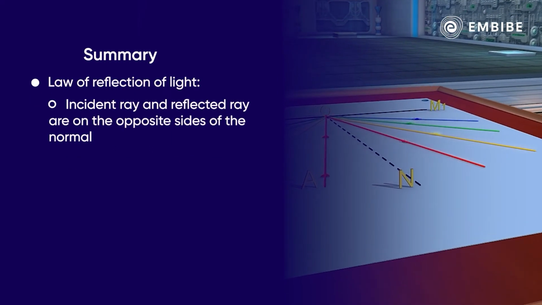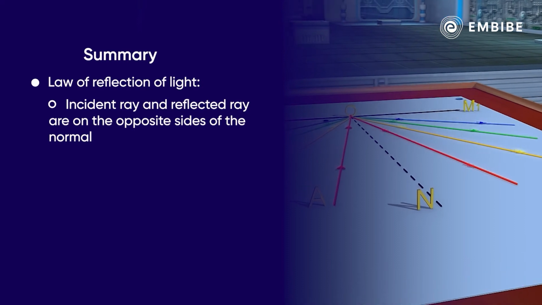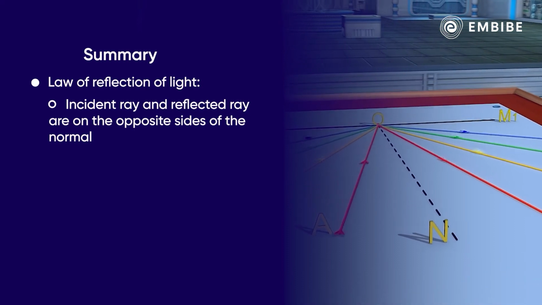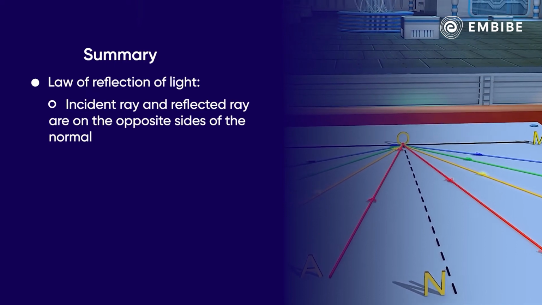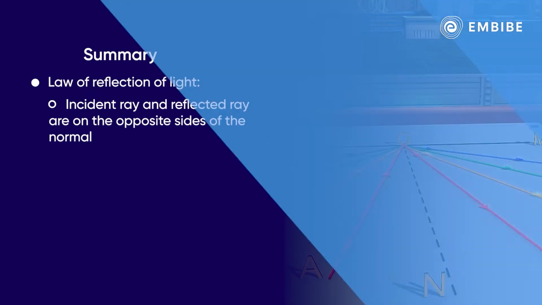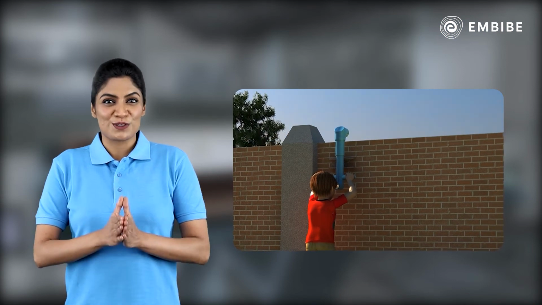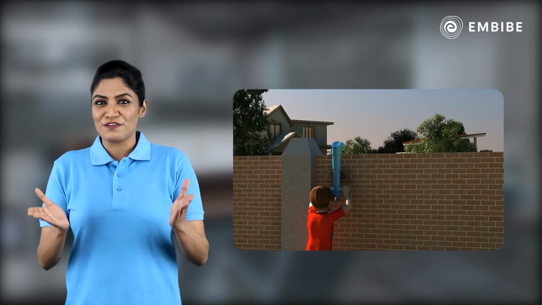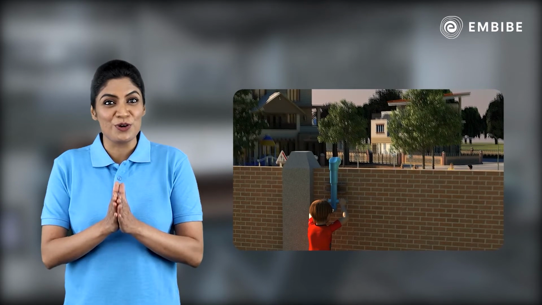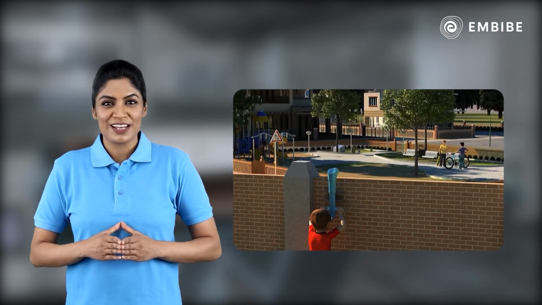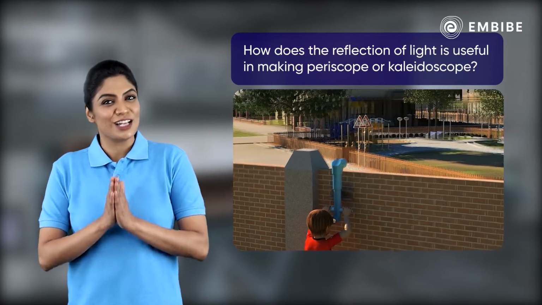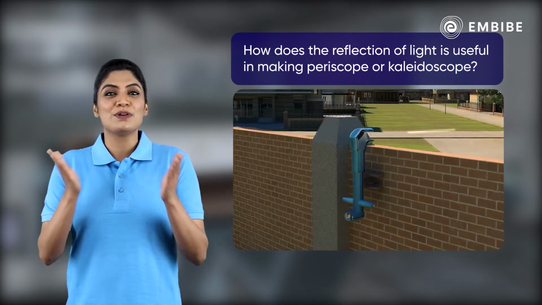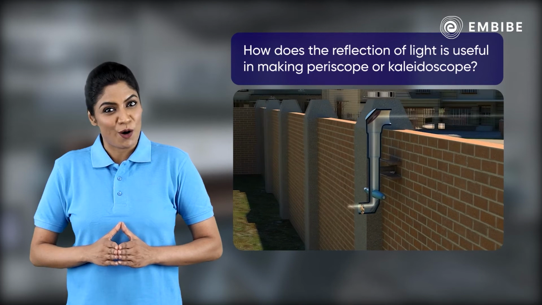Incident ray and reflected ray are on the opposite sides of the normal or the perpendicular at the point of incidence. There are all sorts of fun things to do with the reflection of light now that you know the laws of reflection. Reflection of light is used to make periscopes, kaleidoscopes, or multiple reflections of the same object.